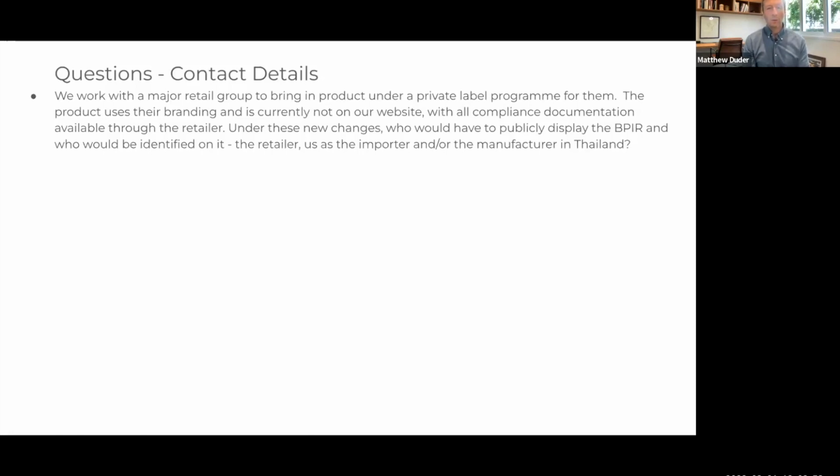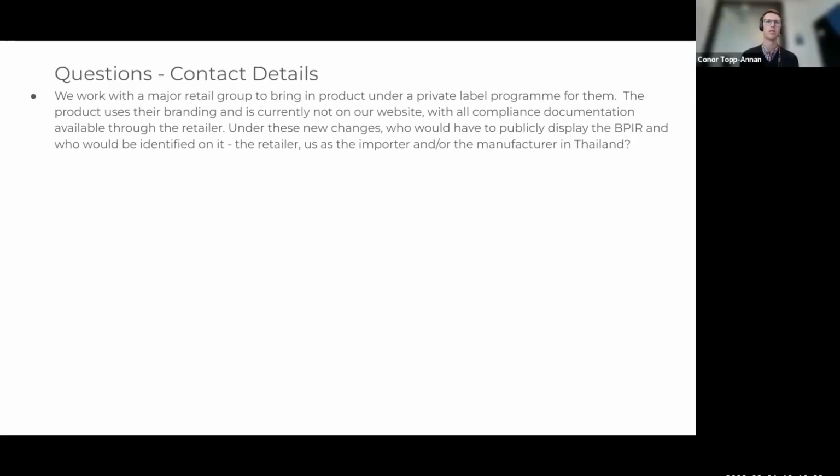So the question is, we work with a major retail group to bring in product under a private label program for them. The product uses their branding, is currently not on our website, and all of the compliance documentation is available through that retailer. Under these new changes, who would have to publicly display the BPIR disclosure document and who would be identified on it? The retailer, us as the importer, and or the manufacturer. In this case, the product comes from Thailand.